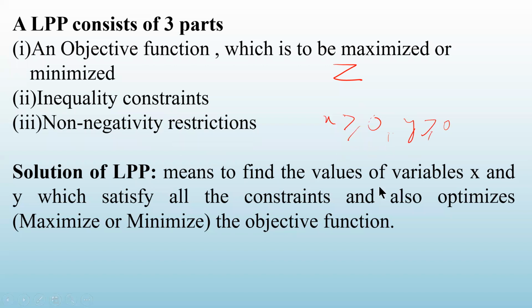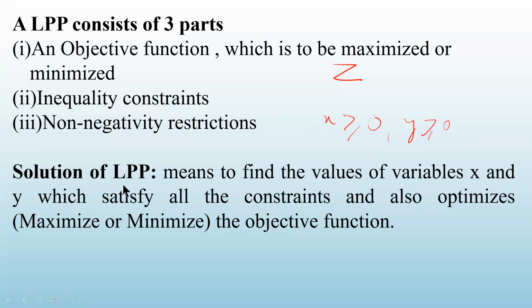So every linear programming problem will have one objective function and non-negative restrictions. These two will definitely be there. And the second one, inequality constraints: there could be more than one inequality constraint. There could be 2, 3, 4, or 1.